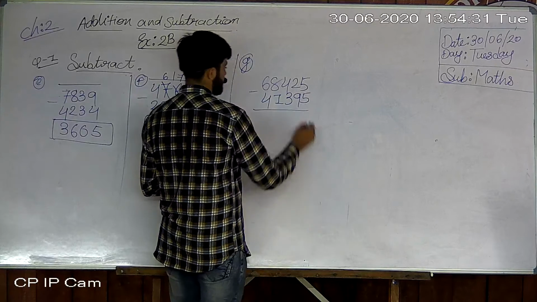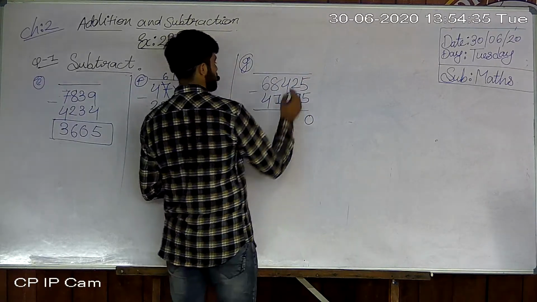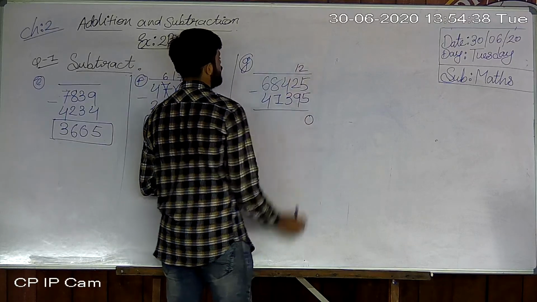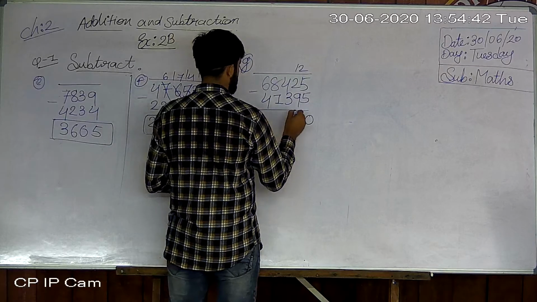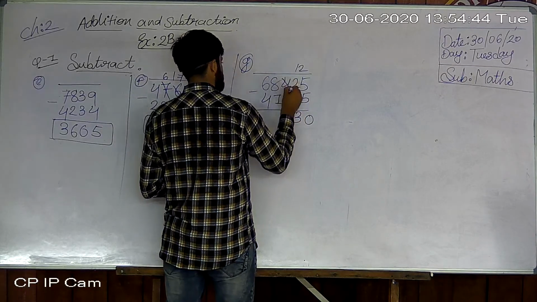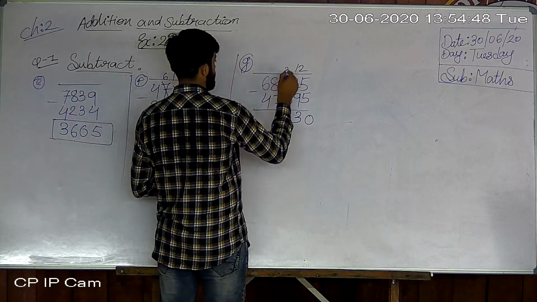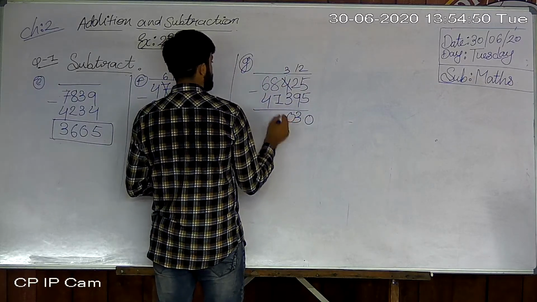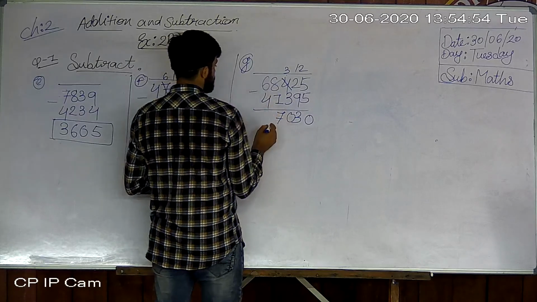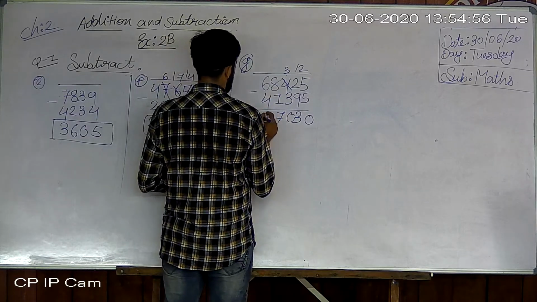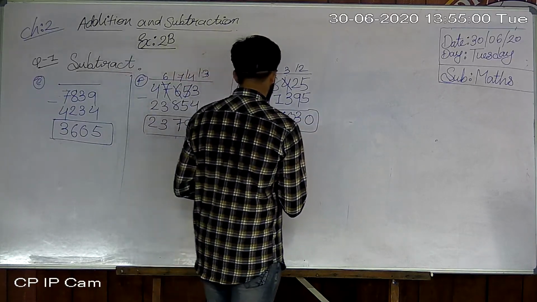5 minus 5, 0. But here 2 minus 9 is not possible. So 10 plus 2, 12 minus 9. 12 minus 9. So how many? Left a 3. Then further we have cut the digit 3 because of the 4. 3 minus 3, 0. 8 minus 1, 7. 6 minus 4. So how many? 2. Okay. The answer is what here for us?